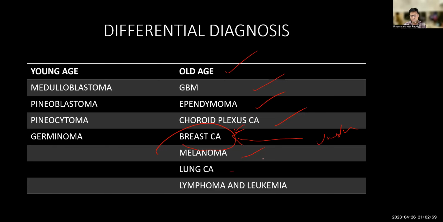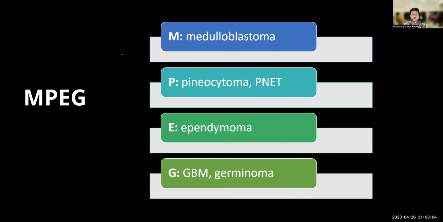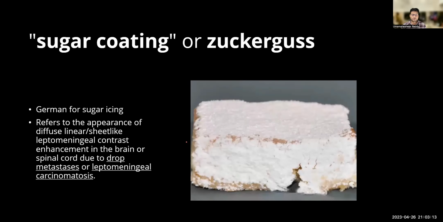And you can also see it in melanoma, lung carcinoma, lymphoma, leukemia. In children, you can expect drop metastasis from medulloblastoma, pineocytoma, PNET, ependymoma, GBM, germinoma. And one interesting finding with leptomeningeal carcinomatosis, we can see in the cauda equina region something called the sugar icing effect or enhancing area adjacent to the cauda equina. This is called Zuckerguss in German language.